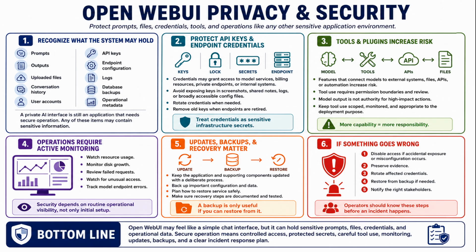Privacy and security in OpenWebUI begin with recognizing what the system may hold: prompts, outputs, uploaded files, conversation history, user accounts, API keys, endpoint configuration, logs, database backups, and operational metadata. Any of these may contain sensitive information. A private AI interface is still an application that needs secure operation.